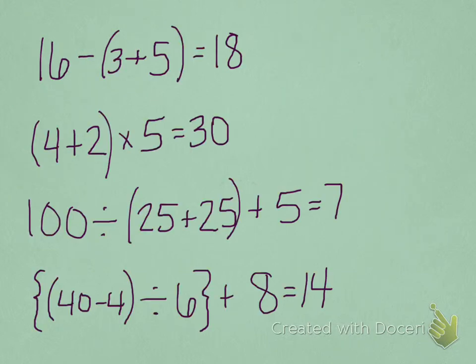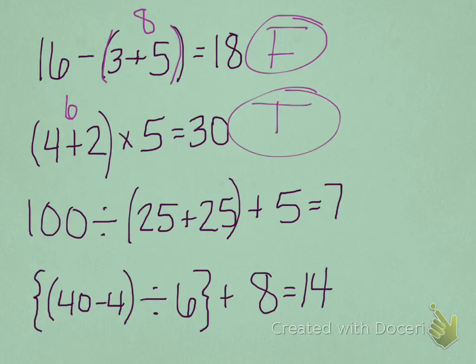Number 3 says look at each number sentence and choose true or false. So first we have the parentheses here. So 3 plus 5 is 8. 16 minus 8 is 8. Therefore, the first one is false. B says 4 plus 2 times 5. So 4 plus 2 is 8, 8 times 5. Sorry, I'm looking at that wrong. 4 plus 2 is 6. 6 times 5 is 30.